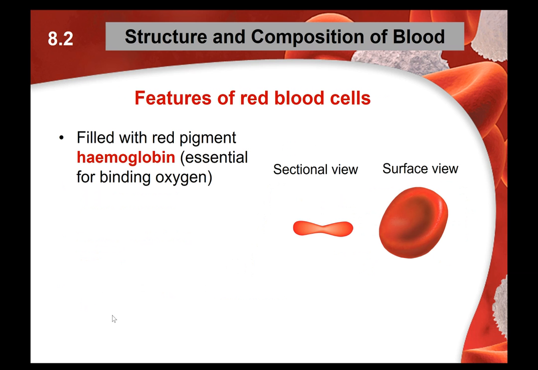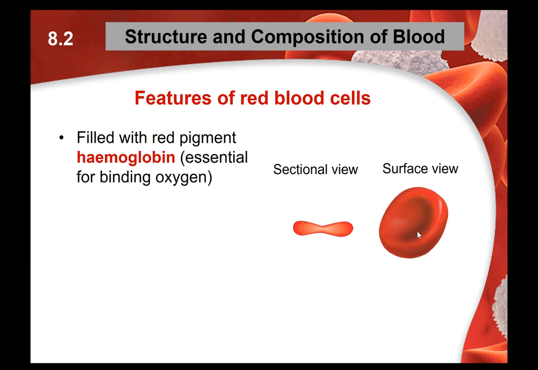So how does a red blood cell look like? How is it so special? One thing to take note of is that it is red. Why is it red? Because it comprises the red pigment, which is hemoglobin. It's a red pigment, and it's actually found in the red blood cell. And this is a sectional view. This is how it looks like.